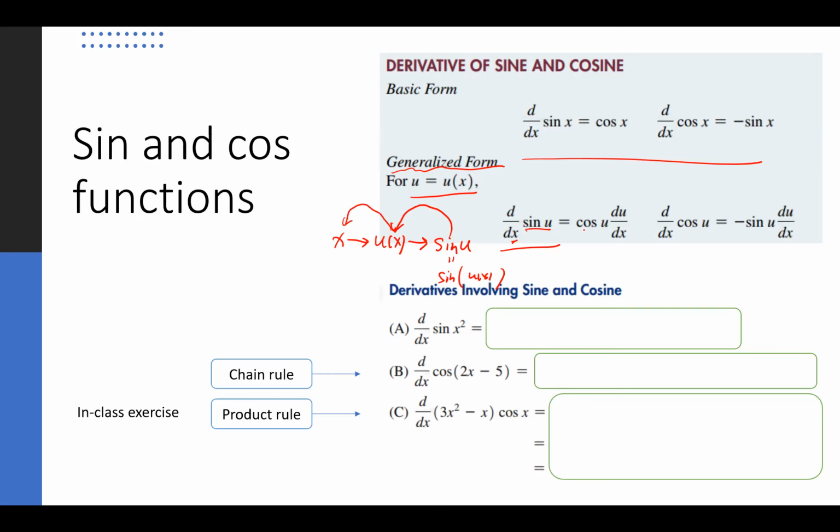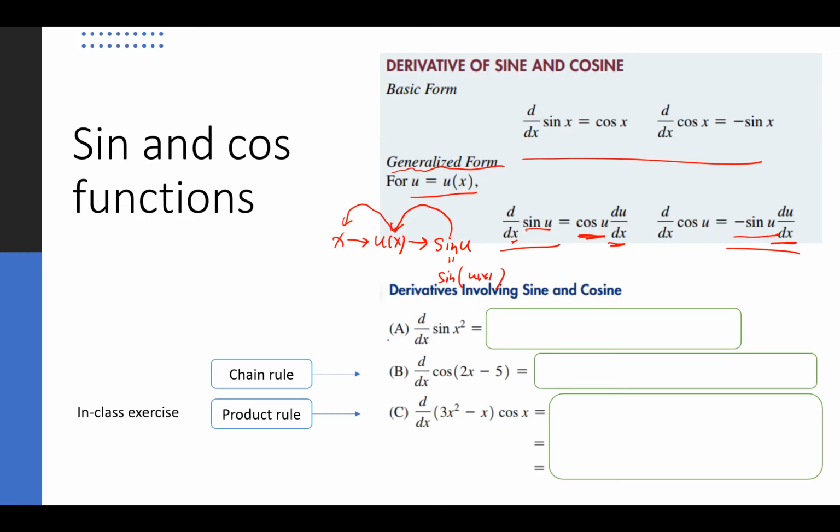The first one, the sine u, becomes cosine u in terms of derivative, and this is the second part. These two parts should be multiplied together. So this is the chain rule of derivatives. Similarly, we have this as well: the first part and the second part multiplied together. All right, so this is just some exercise.